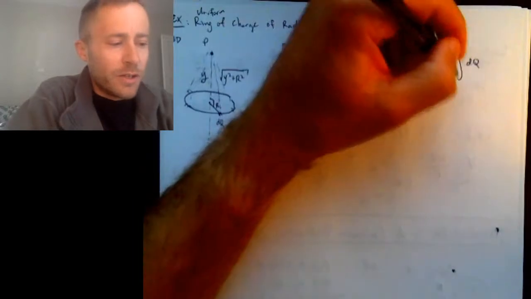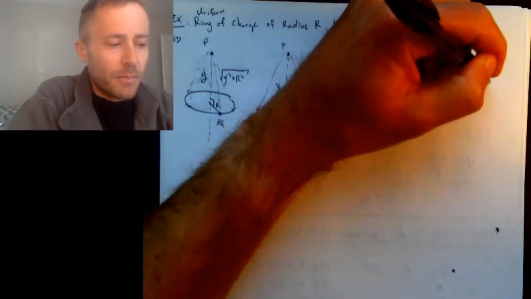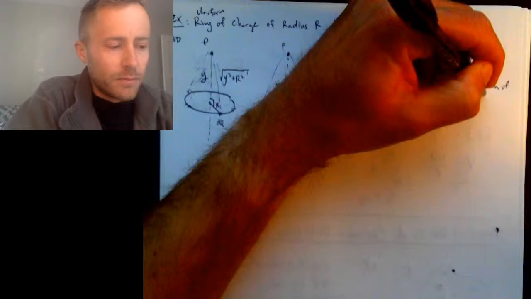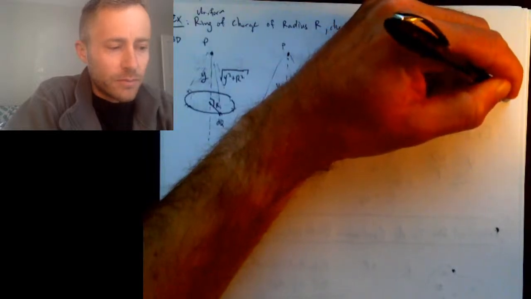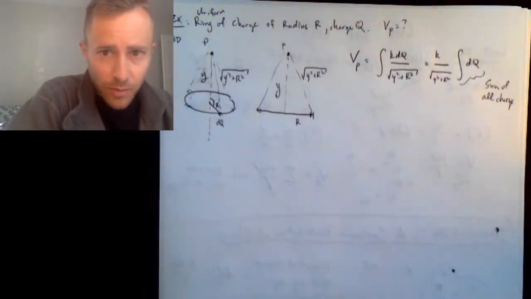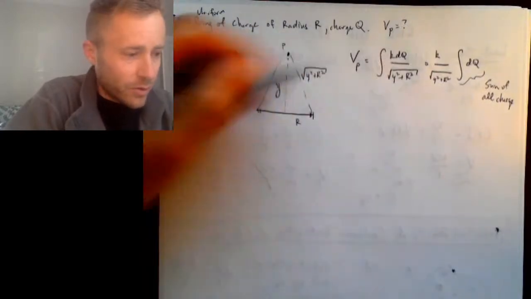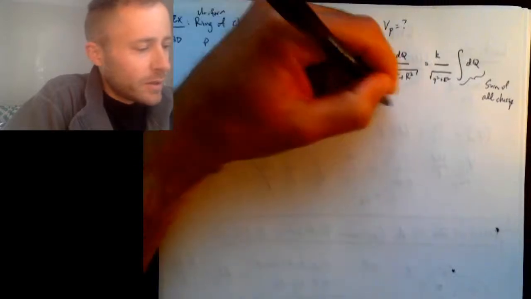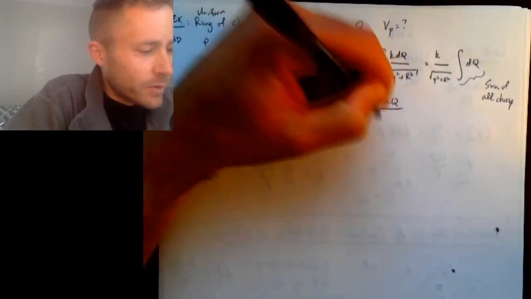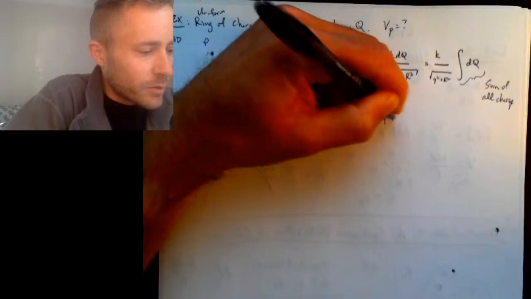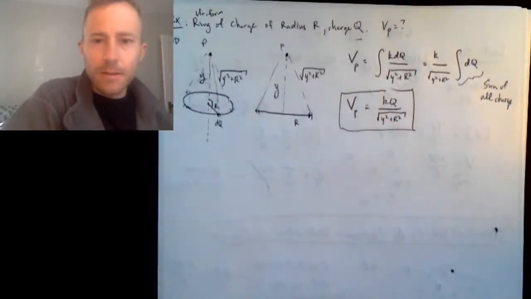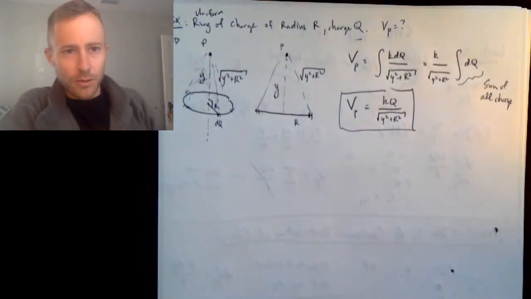Now the integral of dq is just the sum of all the charge, right? Because integral stands for sum, and we're talking about the sum of all the charge on the ring, so that's just going to be q. So our potential at point P is going to be kq over the square root of y squared plus r squared. Isn't that nice? So that's super easy.